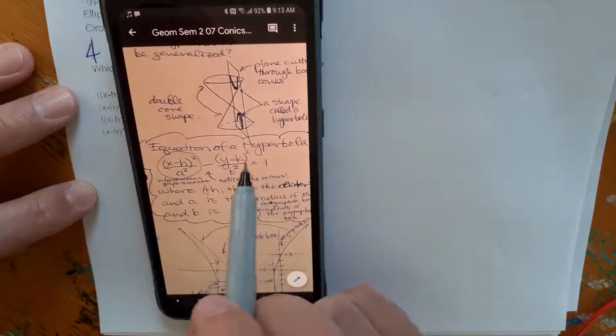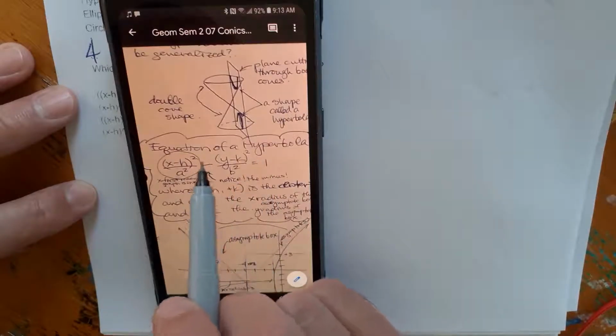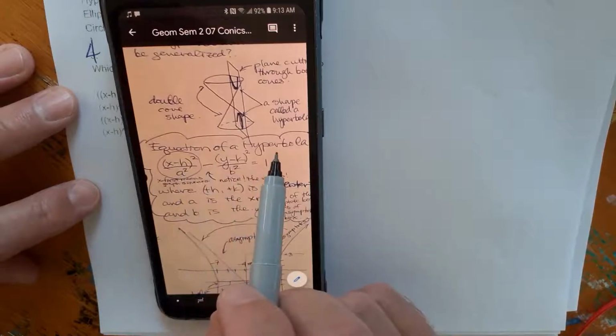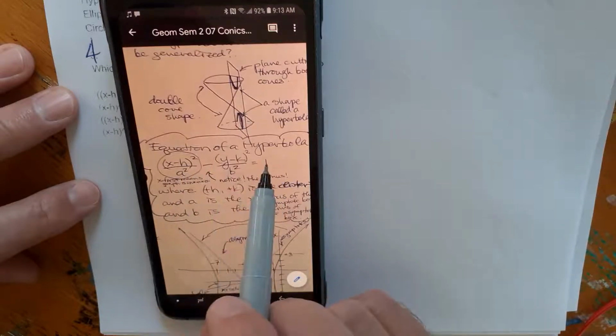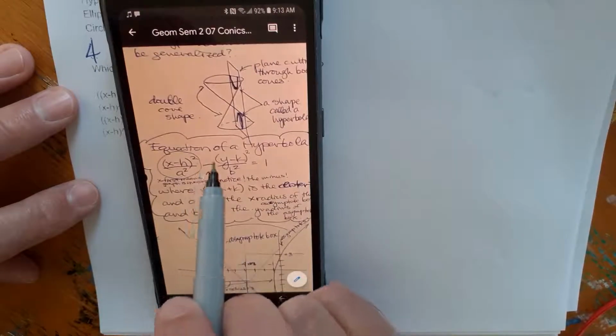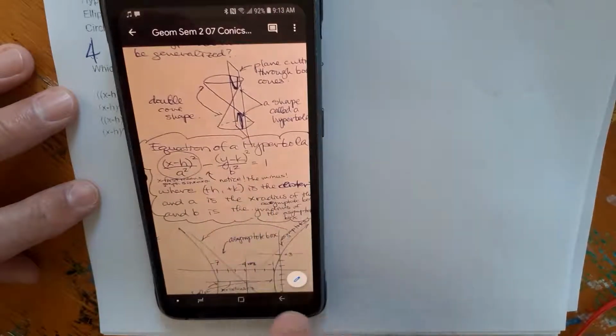It's always equal to 1 if it's a hyperbola, and it's always got a negative between the two terms on the left side of the equation. That tells us it's a hyperbola. If it's an addition and it's equal to 1, that is an ellipse. So we have to use these little clues to tell us what type of equation we're looking at.